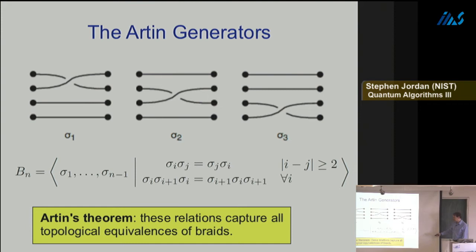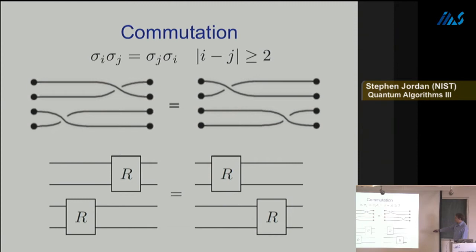So let me draw some pictures of what these things mean. Here's the first relation. I'm just copying it from the previous page. And this says sigma i sigma j equals sigma j sigma i if i minus j is greater than or equal to 2. All that's really saying is that crossings on disjoint sets of strands commute with each other. So here we could apply this one first, this one second, or the other way around. These are clearly the same braid.